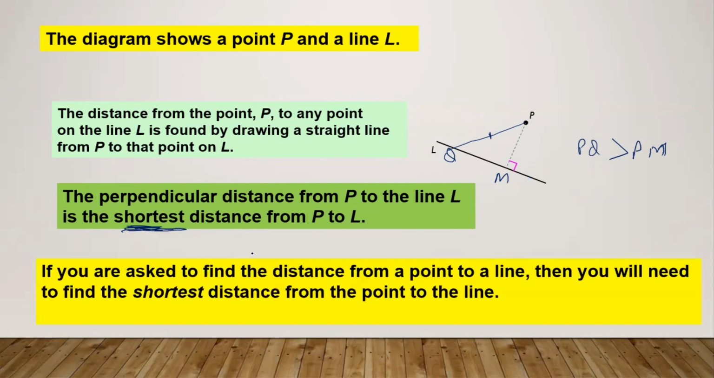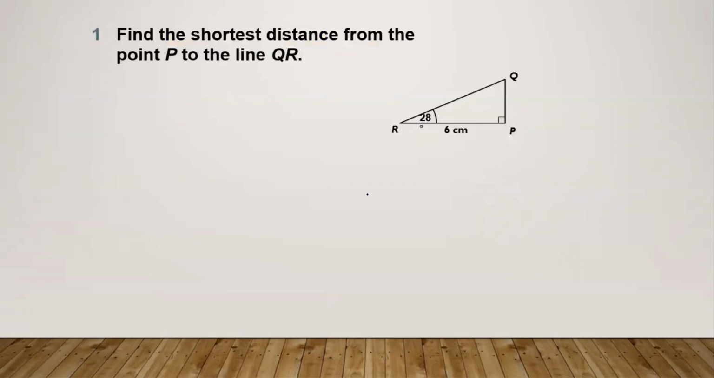So if you are asked to find the distance from a point to line L, you will need to find the shortest distance, that is the perpendicular distance from the point to the line. Let us take an example. Find the shortest distance from the point P to the line QR. So we drop the perpendicular from P to line QR, and let us say this x is the distance. So we need to find x.